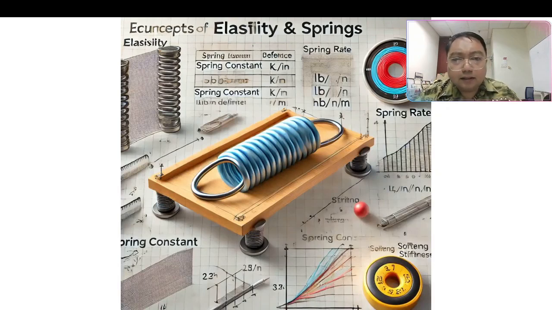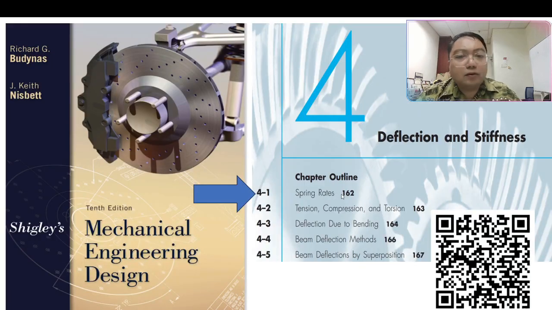This is a continuation of the previous introduction. You can see this topic I'm going to cover is spring rates, topic 4.1. In the previous video I talked about the introduction of the chapter. Now I go for 4.1, spring rates. It's also a part of Chapter 4, Deflection and Stiffness.